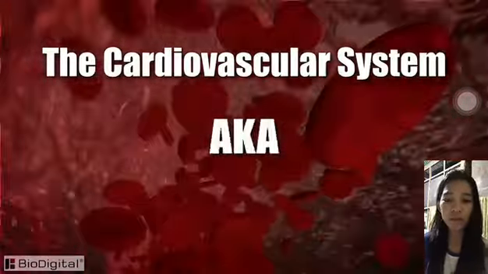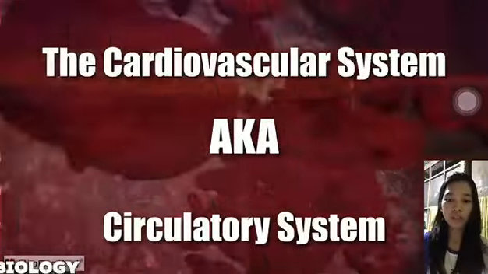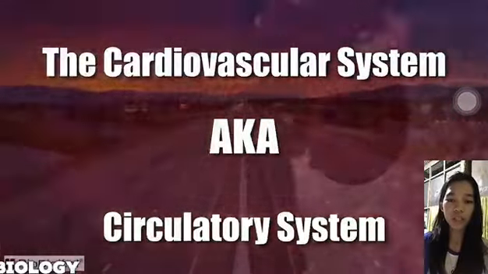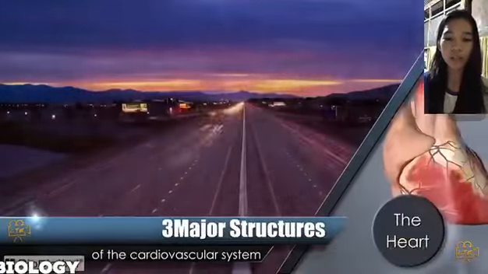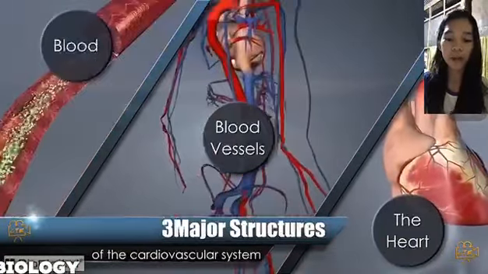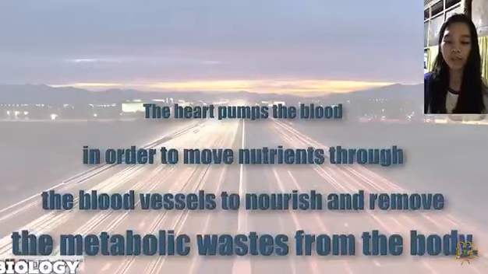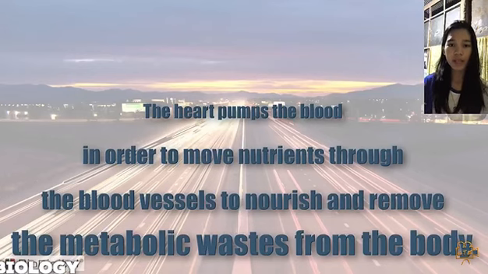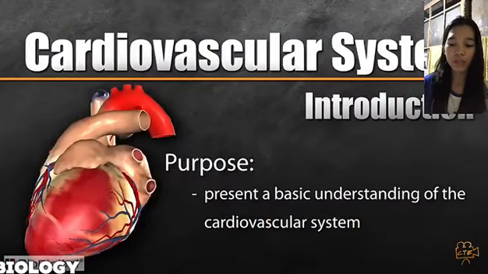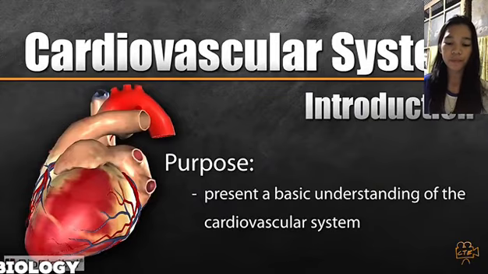The cardiovascular system, also called the circulatory system, is the transportation system of the body. The major structures that make this possible are the heart, blood vessels, and blood. Simply put, the heart pumps the blood in order to move nutrients through the blood vessels to nourish and to remove the metabolic waste from the body. The purpose of this video is to present a basic understanding of the cardiovascular system.